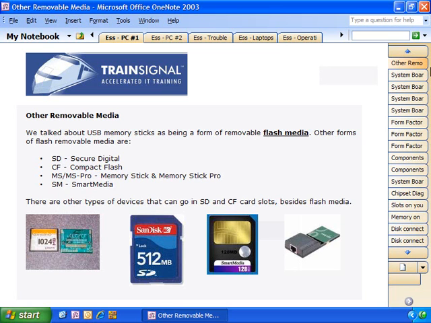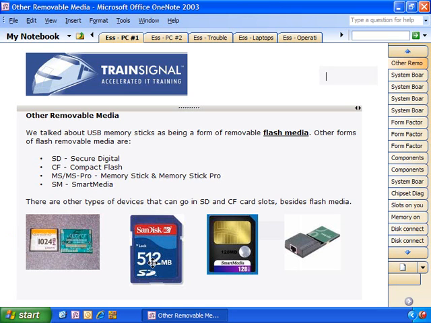There are other types of devices that can go into SD and CF card slots besides just flash media or storage. So these types of card slots that these little cards go in, some of them can be used for other things. So here on the left, first we have a compact flash. This is the top and the bottom of a compact flash card, and these are used in cameras, in PDAs, laptops, all sorts of things to store files in a removable media format. So CF, or compact flash.